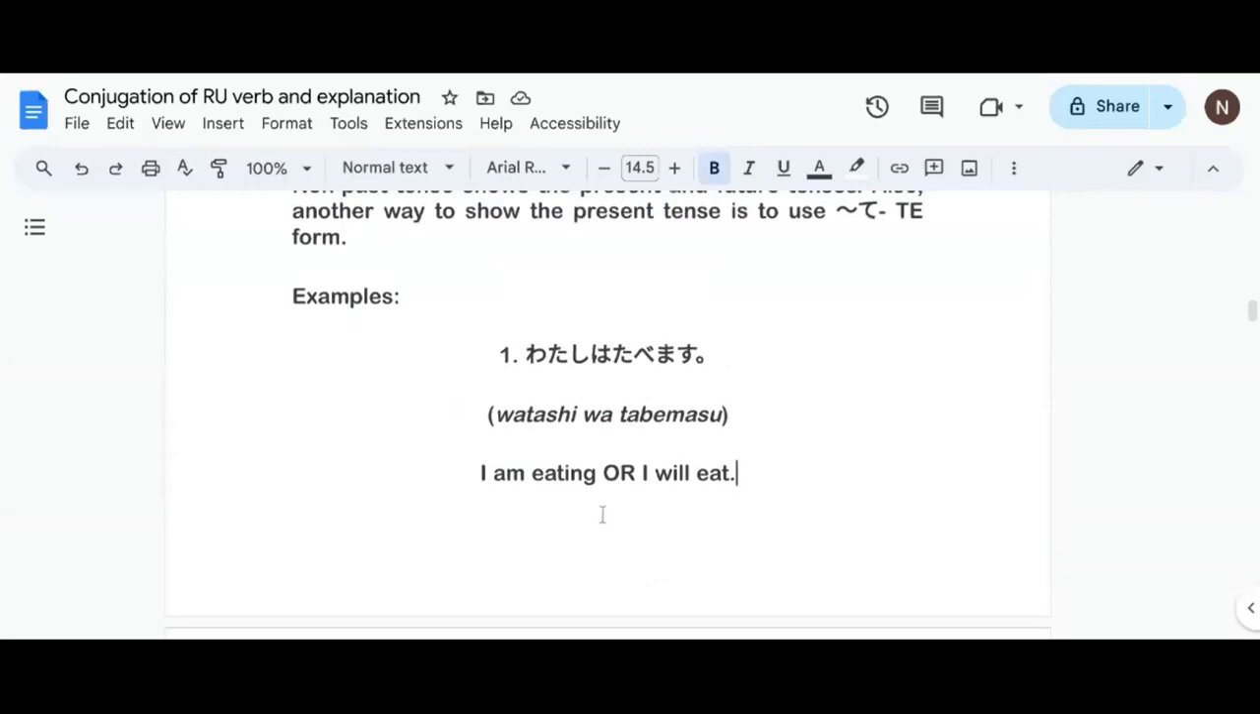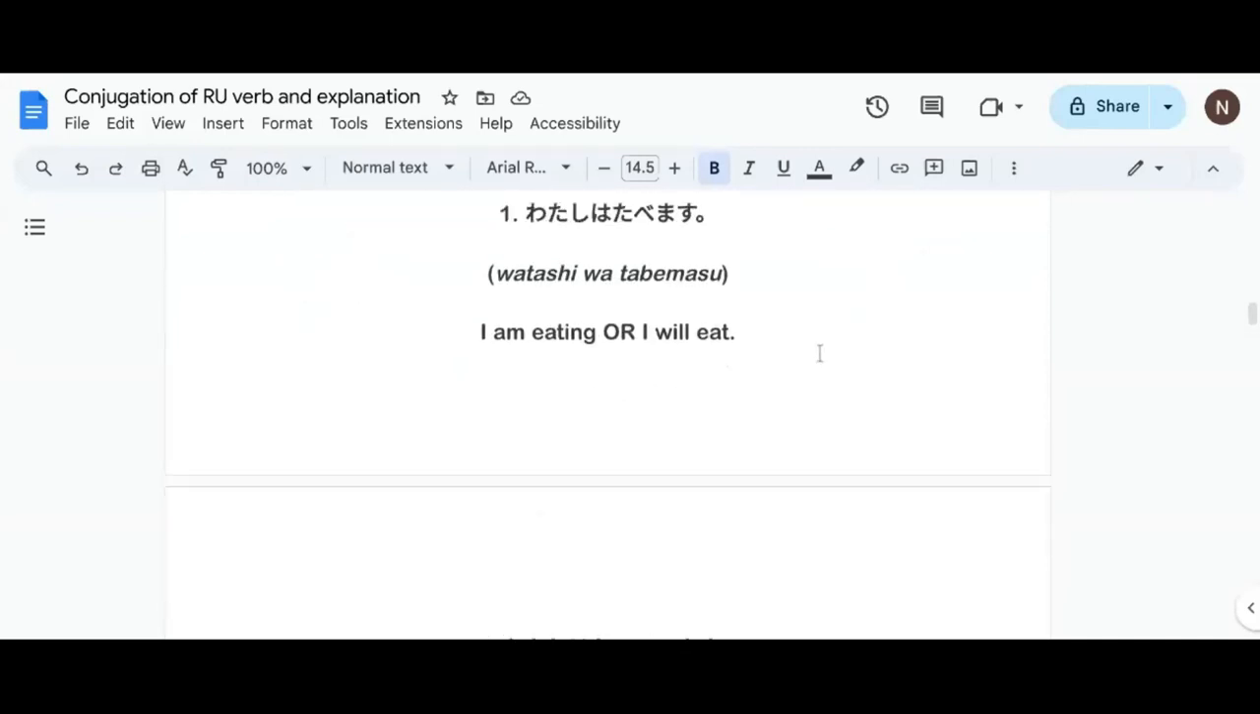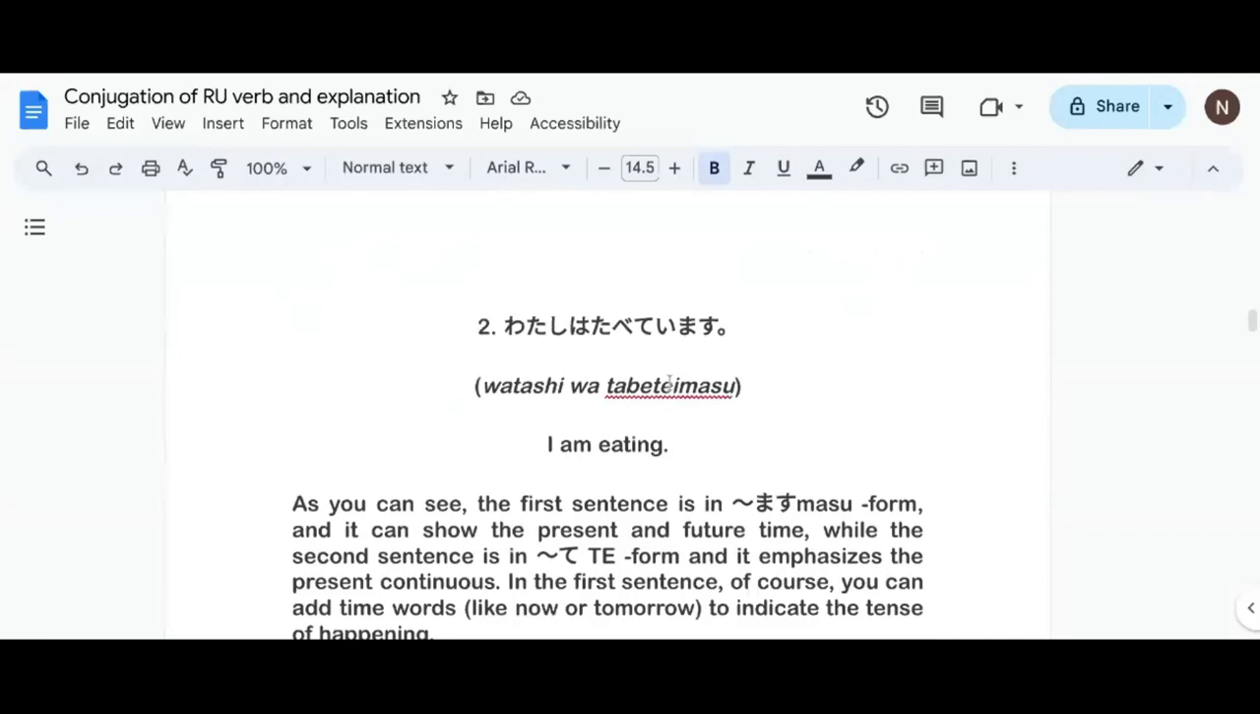Okay, we will have another lesson for this, te, because the te has a lot of use. Okay, so tabete imasu can also be, tabemasu can also be, what else? There is also tabereru.